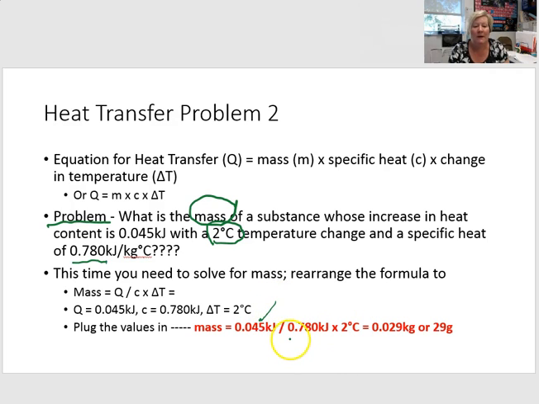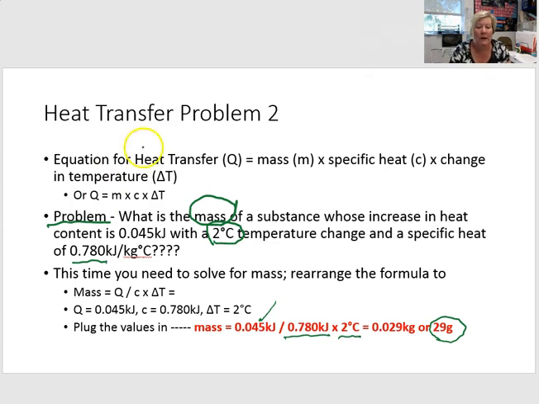And then they give us the specific heat of 0.780 kilojoules, and then our temperature change, delta T, is 2 degrees. And when you put that into your calculator, you will get 0.029 kilograms. And if they wanted that answer in grams, you would simply multiply by 1,000, and that would be 29 grams.